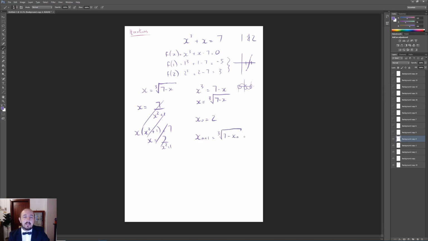And all that means is that you're starting with your first value of 2, you put that into the equation and you get an answer. And then you put your answer into this equation and you get the next answer, and it iterates. That means it goes through a kind of loop.